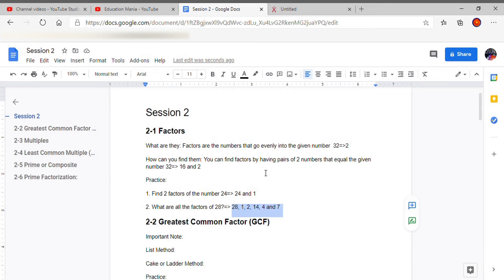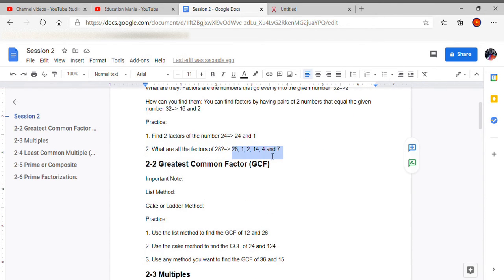Now, on to 2-2. Greatest common factor, GCF. Important note, greatest common factor must have more than one number. Because if you were to find the greatest common factor of just one number, it would just be whatever number you're using. So that's why there's really no point in using one number.